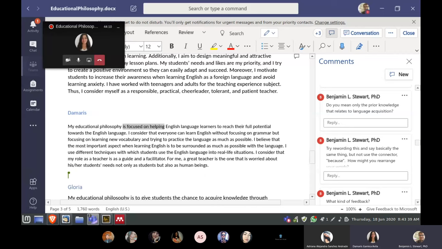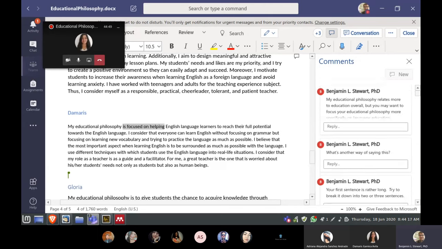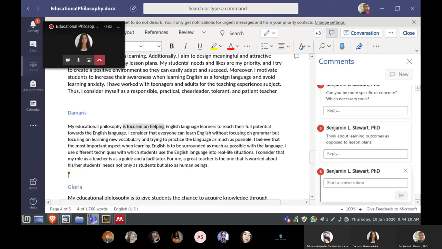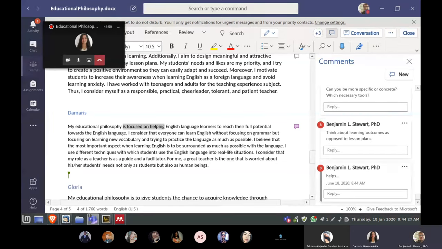All right, so in this first sentence, compare what you have here versus saying, my educational philosophy helps English language learners reach their full potential. Right? For me, that sounds more direct and right to the point. So think about the verbs that you're using. In this case, using helps or, I think that I would reword that slightly here. Okay, teacher. Helps them to reach.